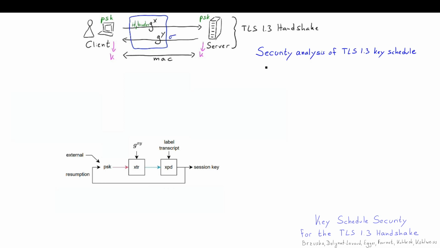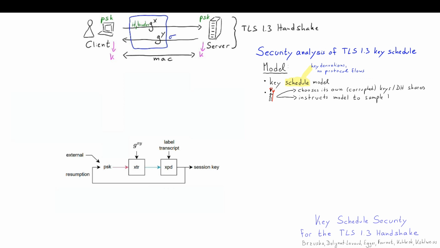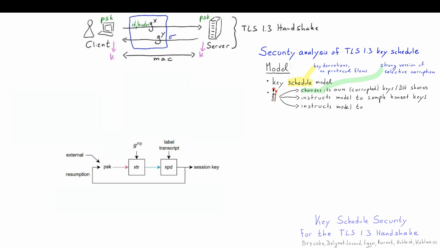So in our security analysis of the TLS 1.3 key schedule, we model the key schedule, so we model key derivations, not the protocol flow, and the adversary chooses its own corrupted keys and Diffie-Hellman shares, and it can instruct the model to sample honest keys. So this model is a strong version of selective corruption. And additionally, the adversary instructs the model to perform key derivations with adversarially chosen transcripts that have to satisfy some restrictions.